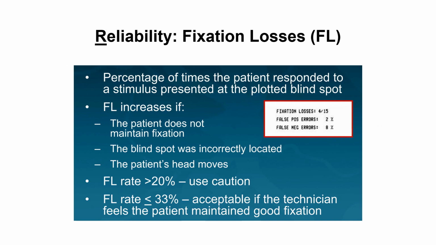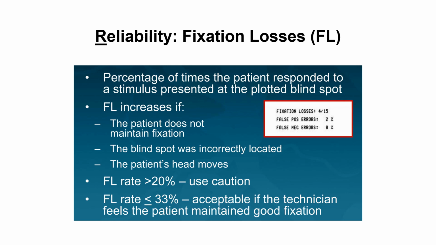Coming to the fixation losses reliability index, this is the percentage of the times that the patient responded to a stimulus that was presented at the plotted blind spot. And we call it the Heijl-Krakau method, where they present a point to the blind spot, and the patient will respond. There is no way he should respond to a stimulus presented at the blind spot, so we consider it a fixation loss. However, it has a main drawback. We'll talk about it in the following slide.